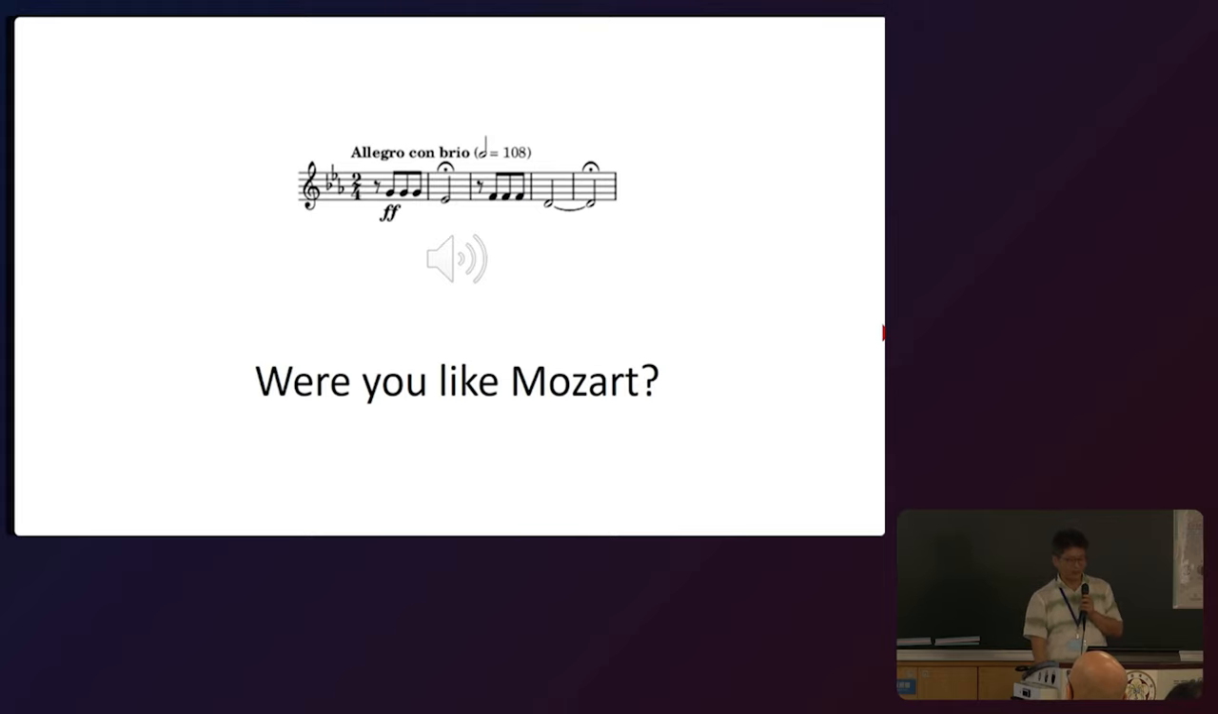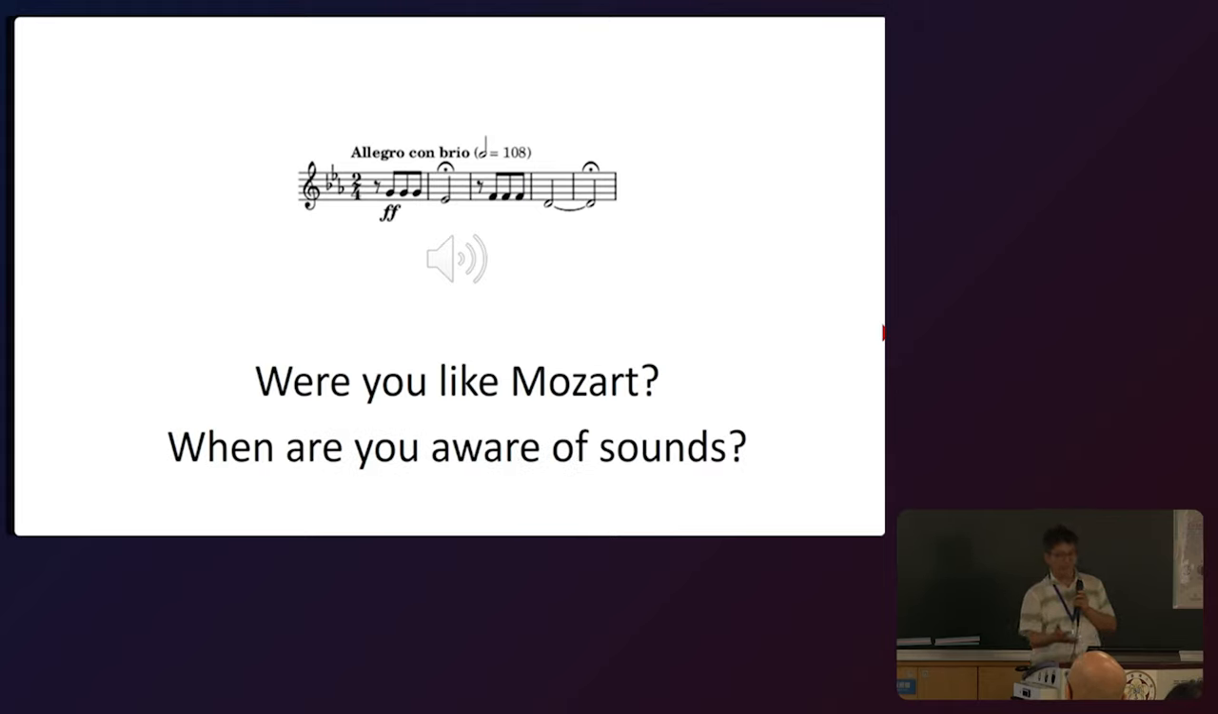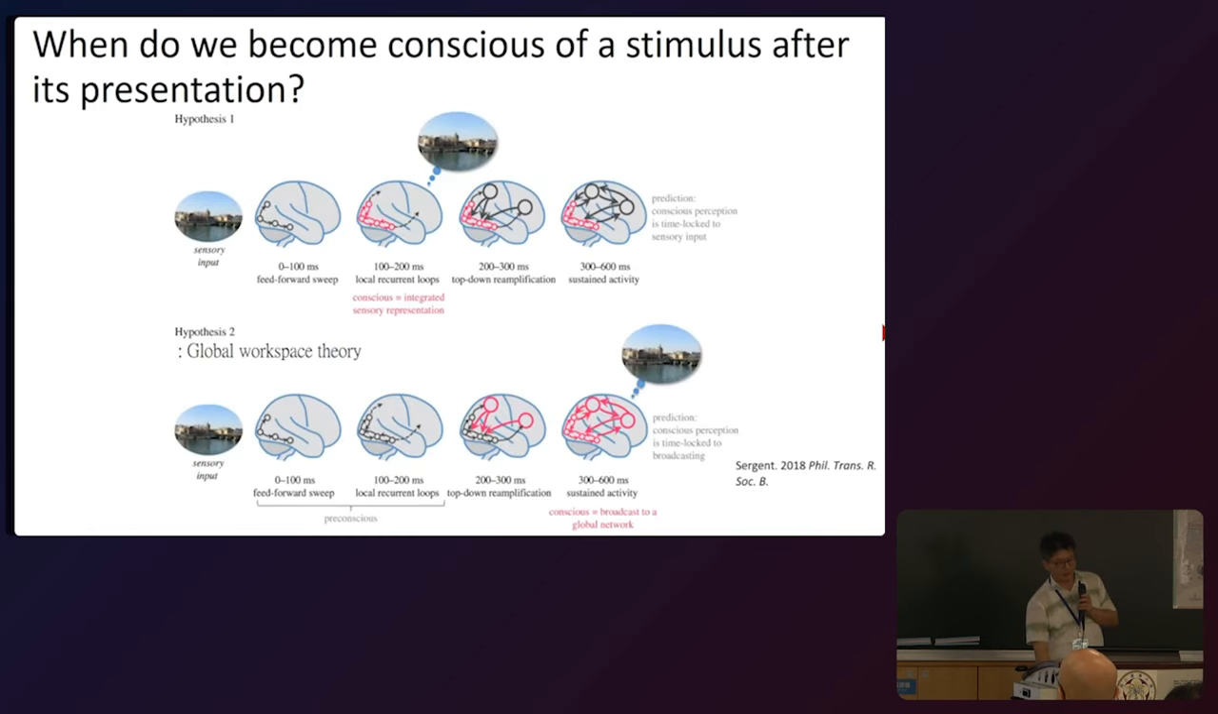Okay? But now I wanted to know when you are actually aware of this sound. So this is where I searched the literature, and I came across this one. When are you aware of the stimulus? After or before its representation? So there's one hypothesis: it's when it's presented. When the stimulus is presented, conscious perception is time-locked to your sensory input. So this is usually the recurrent processing in the visual area or sensory area.